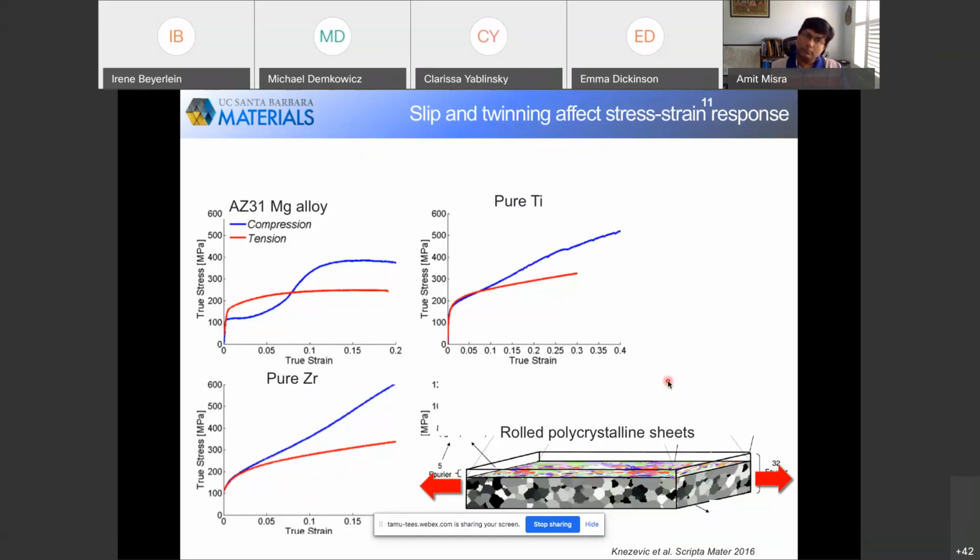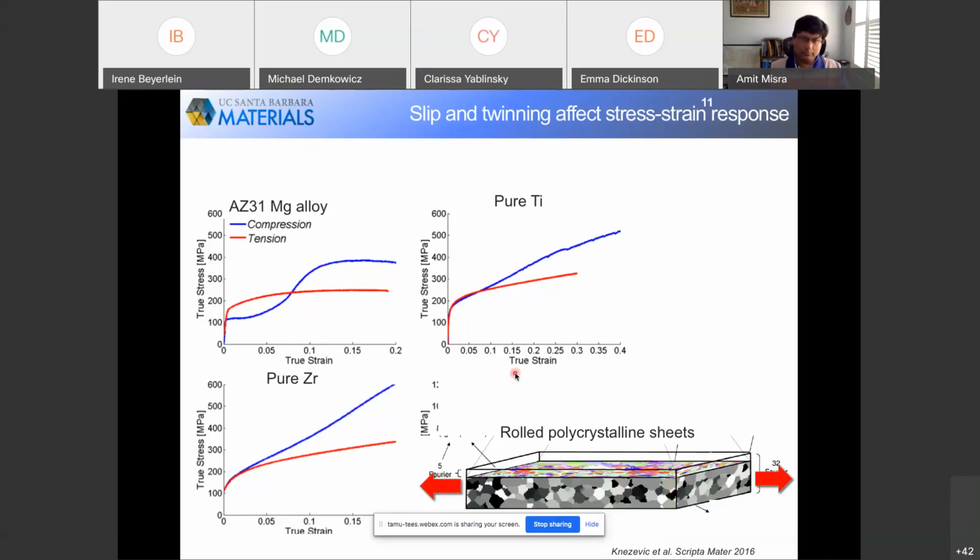So this now explains why, when twinning is activated in a material, the material responds in a highly plastically anisotropic sense. For instance, we can take any kind of rolled polycrystalline sheet of material, whether it's a magnesium alloy or titanium or zirconium.